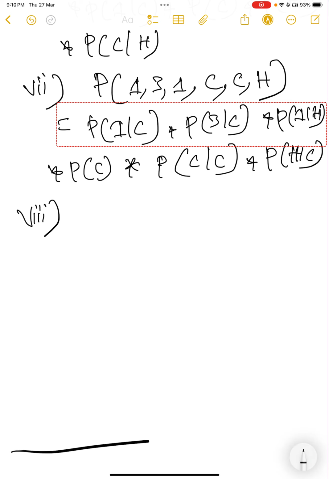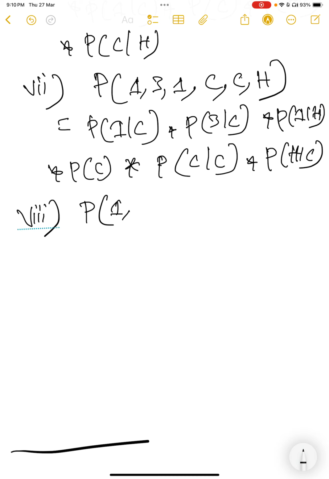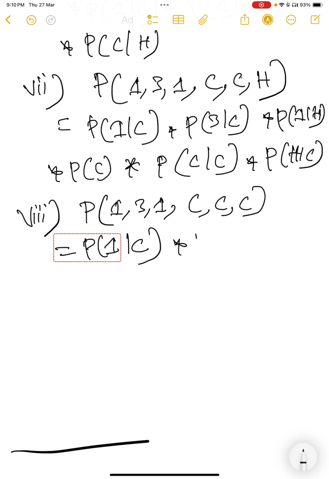There's one final one. What is this? That's going to be the probability of 1, 3, 1: one ice cream, three ice creams, one ice cream, all things being equal. Probability of one given C, this is the emission probability. One given C and three given C are the emission probabilities.